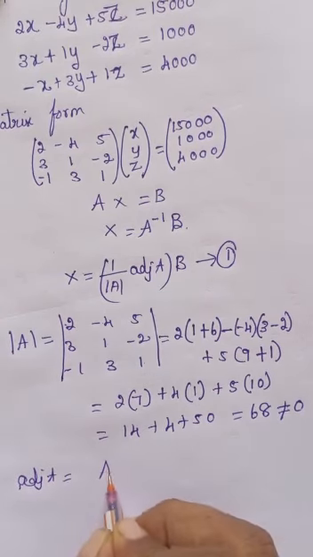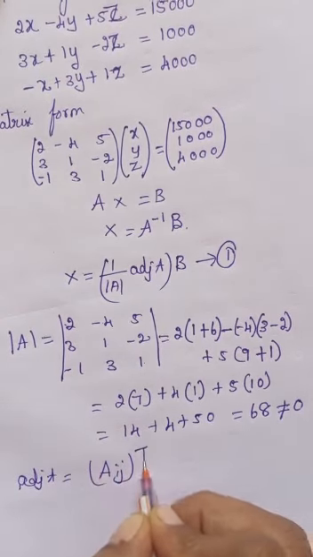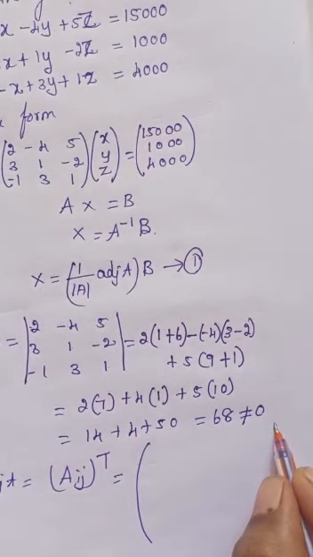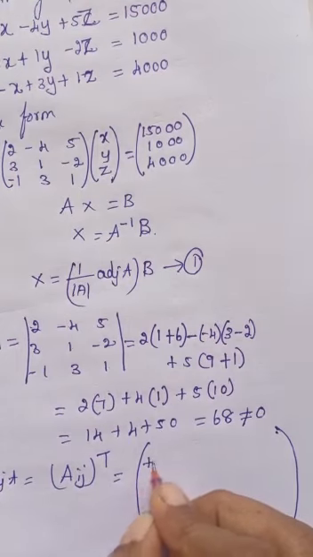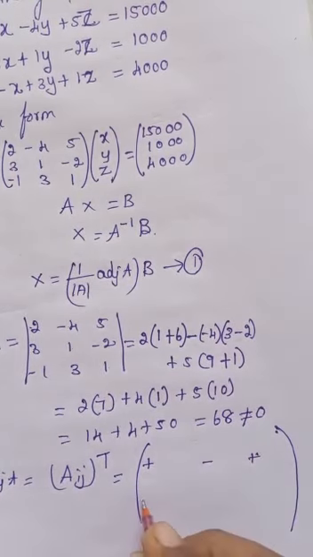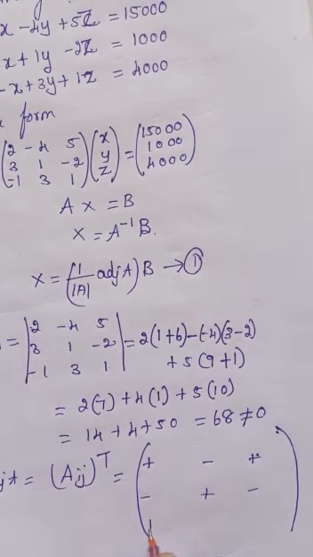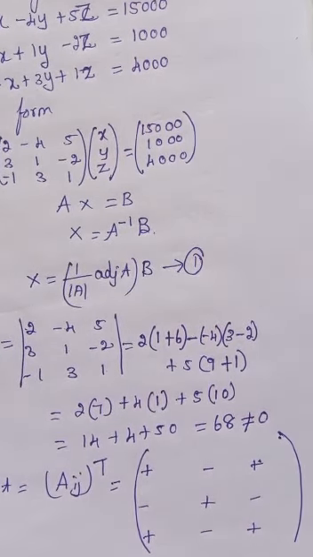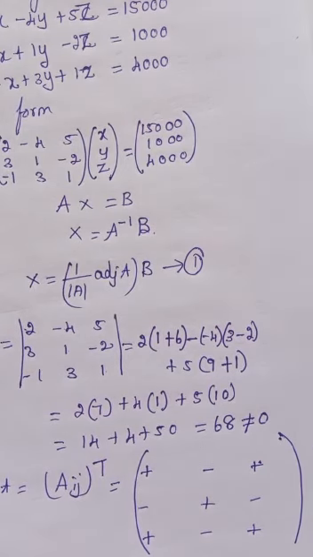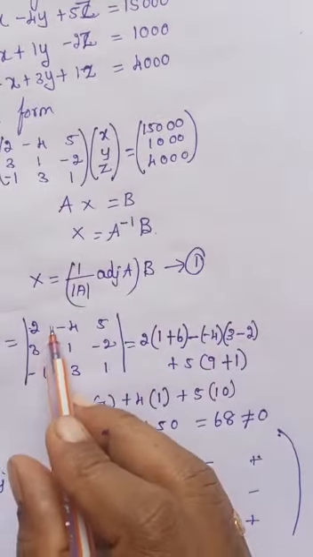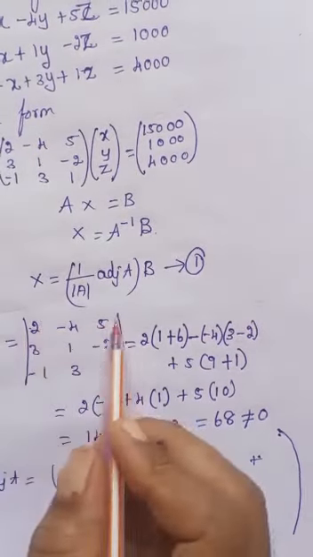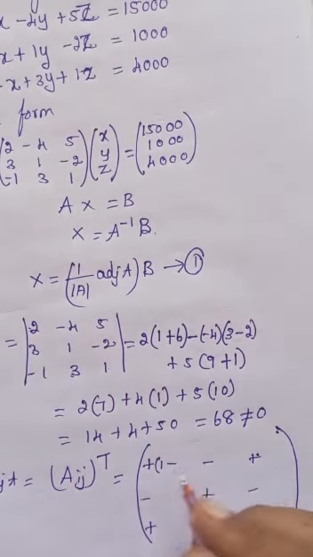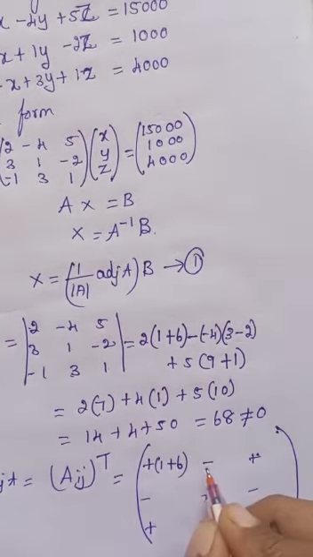Actually, adj A is equal to Aij the whole transpose. So cofactor matrix the whole transpose. So plus, minus, plus, minus, plus, minus, and third value again plus, minus, plus. Now we have to do using the procedure. For the first value, leaving the row and column, that is 1 minus 3 into minus 2 is minus 6, so it will become plus 6.